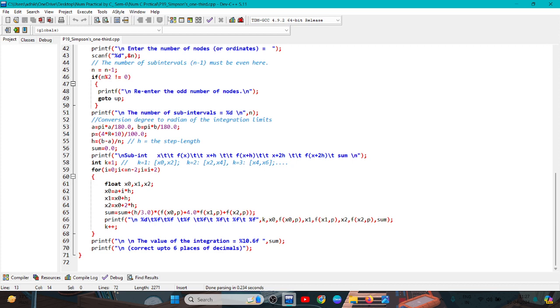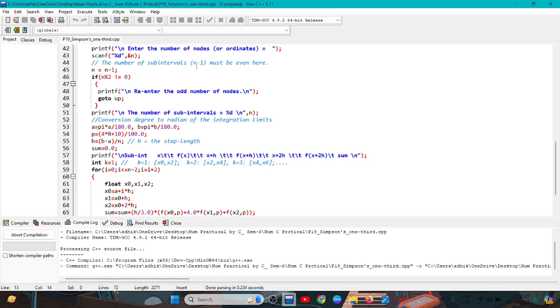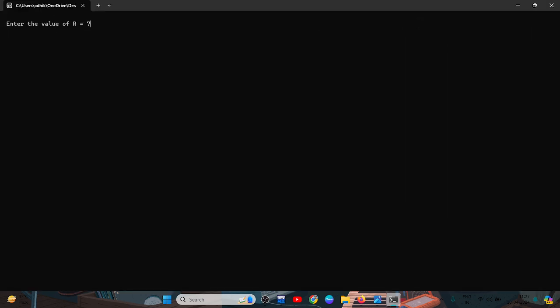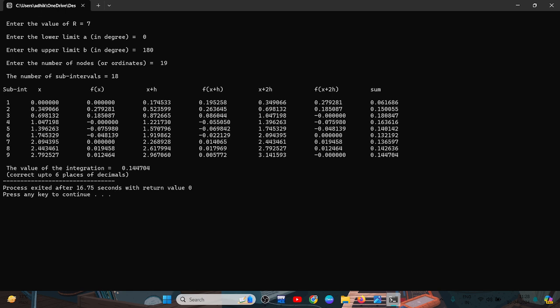Now save, compile and run the program. Enter the value of r, say 7. Enter the lower limit a in degrees, 0 degrees, enter the upper limit b in degrees, 180 degrees, and the number of ordinates, according to our problem, which is 19, is odd, so the number of subintervals is 18. This is the first new subinterval, x0 to x2, with x0, x1, x2, and this is the sum.